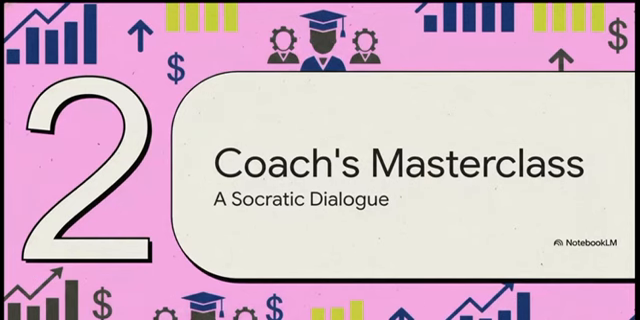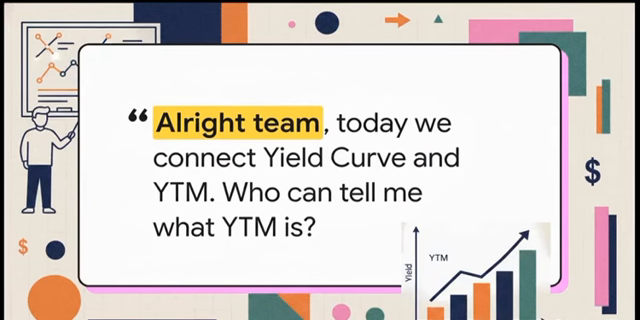Moving on to Section 2, the Coach's Masterclass, a Socratic dialogue. Picture an elite finance boot camp. The coach looks at the room and asks, "All right, team, today we connect the yield curve and YTM. Who can tell me what YTM actually is?" It's the ultimate foundational question, right? Because if you don't know what YTM is, the yield curve is just a meaningless line on a chart.